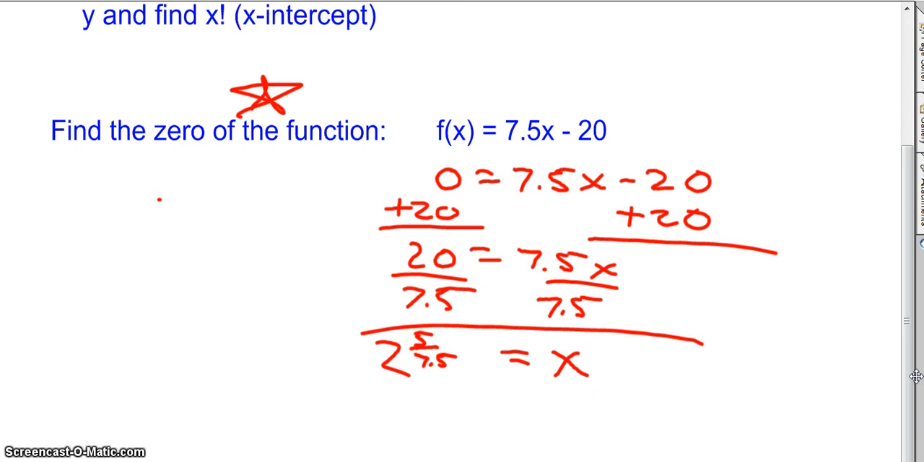So we could blow this up. We could multiply top and bottom by 10. And what is 50 over 75? How many? 2/3. What is it? 2/3. So we end up with 2 and 2/3 equals x, because you can reduce 50 over 75. Okay? So when x is 2 and 2/3, that was when y was 0. There is the zero of the function.